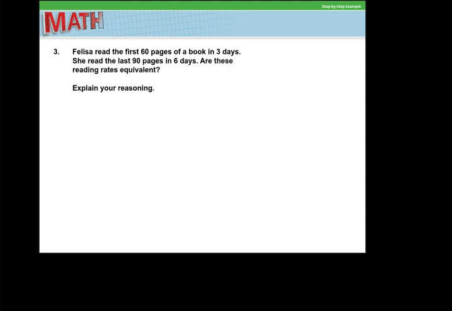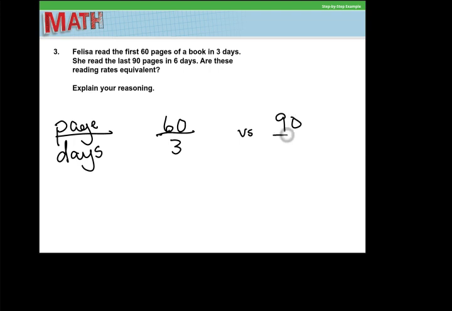It says, Felisa read the first 60 pages of a book in 3 days. She read the last 90 pages in 6 days. So we need to figure out what her reading rate is. We're going to compare, again, apples to apples, oranges to oranges. If I have pages on top and days on the bottom, my first one is going to be 60 over 3 versus 90 over 6.